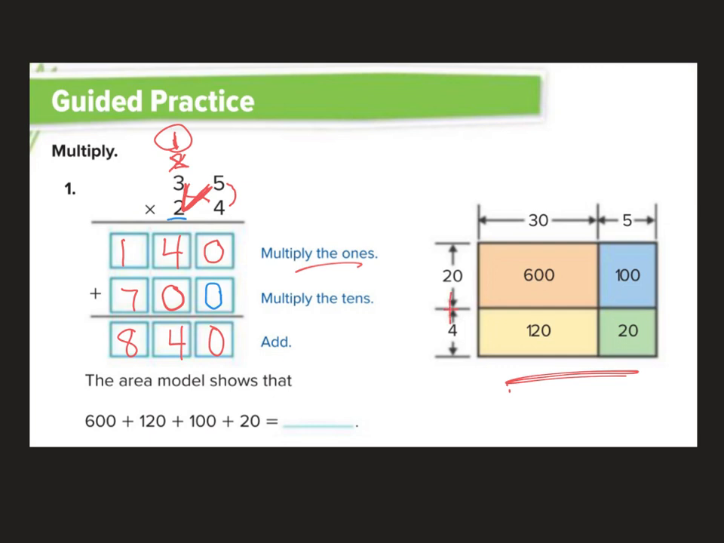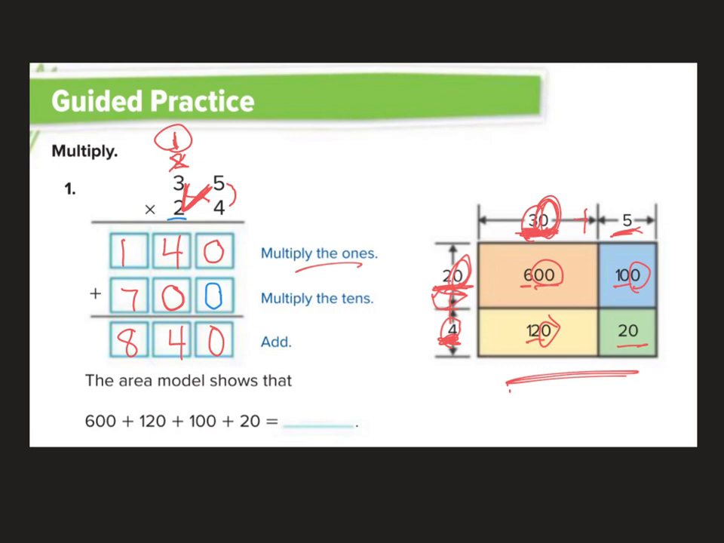20 plus 4, 30 plus 5, multiplied 20 by 30. So 2 times 3 is 6, 2 zeros. Okay. 20 times 5. So we do 2 times 5 is 10, 1 zero, 1 zero. Okay. 4 times 30. So 4 times 3 is 12. We have 1 zero up here, 1 zero, and then 4 times 5 is 20.